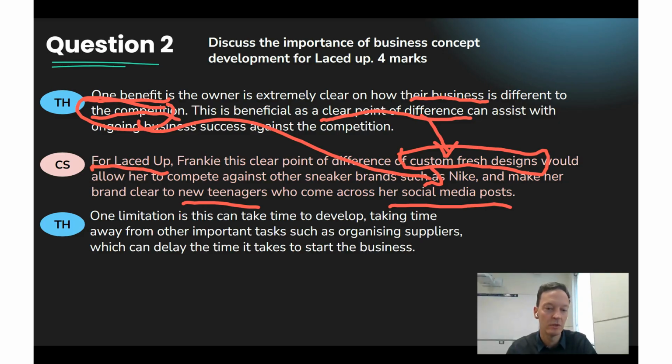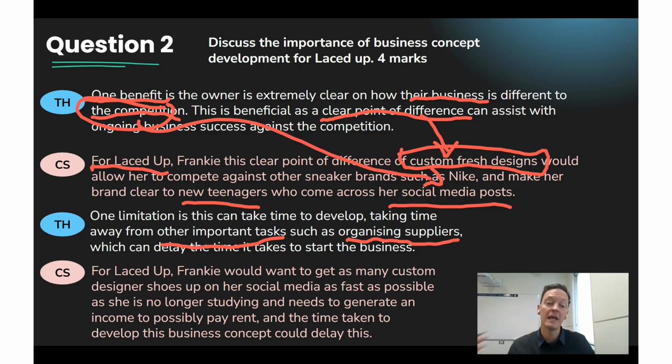And then this is what the limitation would look like. It could take time to develop from other important tasks, which can delay the time it takes to start the business. So I've just got organizing suppliers, nice and generic. Other important tasks, I haven't been specific on what that might be. Let's have a look here. For Laced Up, Frankie would need to get as many custom designer shoes. Now, I'm not saying products. I'm making it very specific to this business.